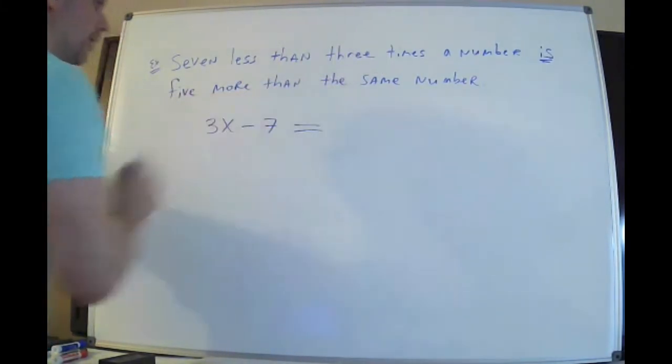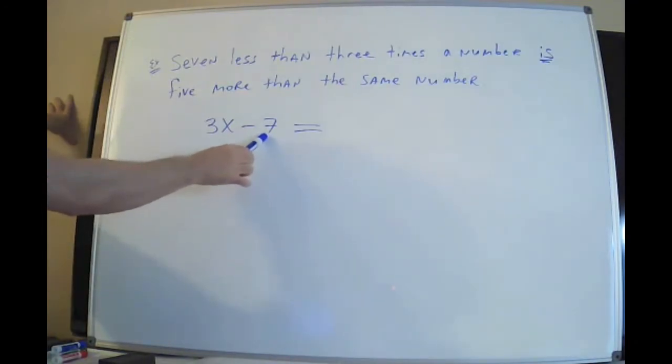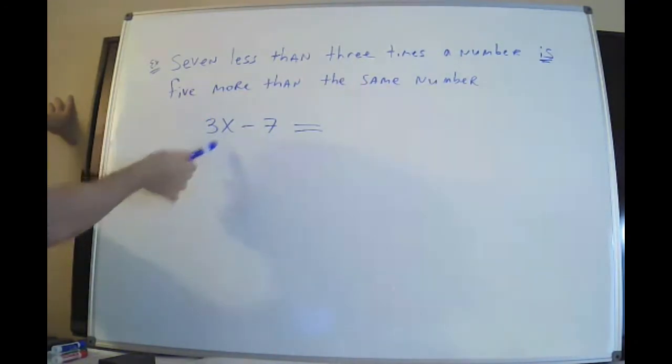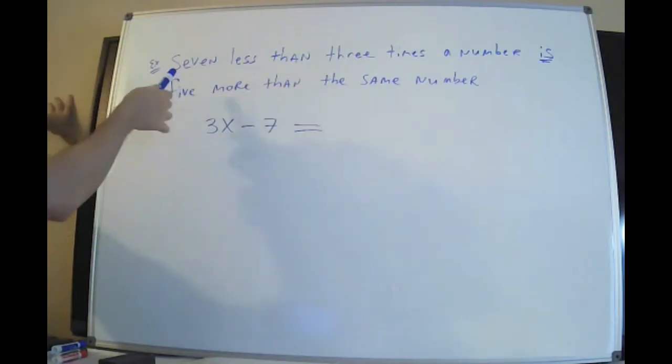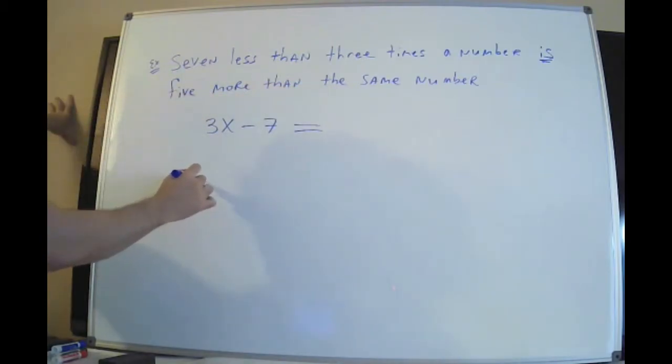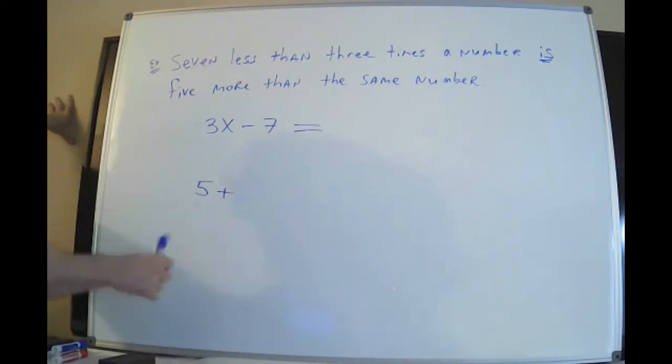is equal to, okay, so 7 less than what? 3 times the number is equal to, now I need 5 more than the same number. And again, you might just, mindlessly start writing this down. And you can. It works.